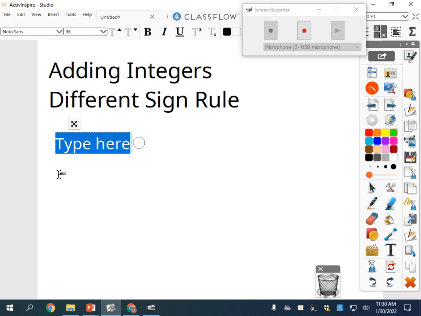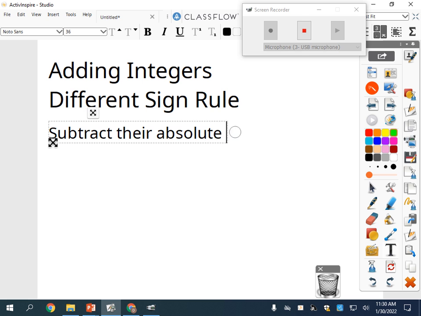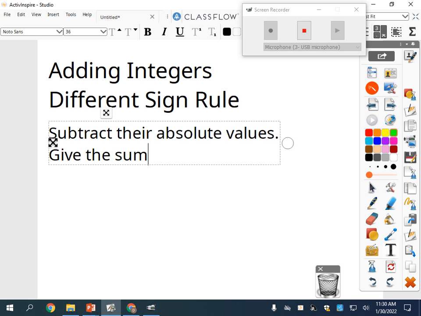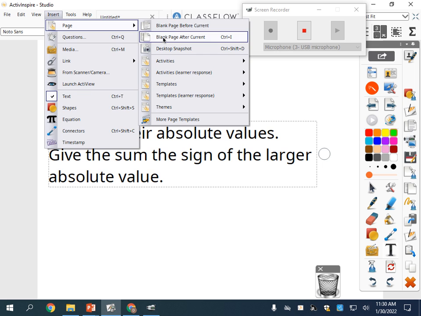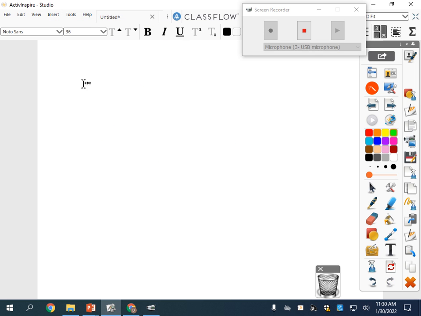So here's the rule that I want you guys just to start getting used to. The rule for adding integers that have different signs. You actually are going to subtract. This is the real rule. Are you ready for this? This is the right terminology. You are going to subtract their absolute values, okay? And you are going to give the sum the sign of the larger absolute value. All right, now, a lot of you guys are like, absolute value, I think I've forgotten what that means. Okay, so really quick, absolute value.